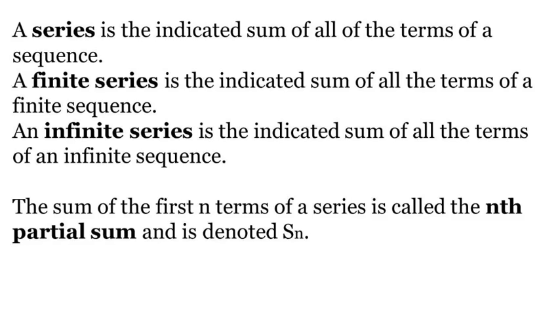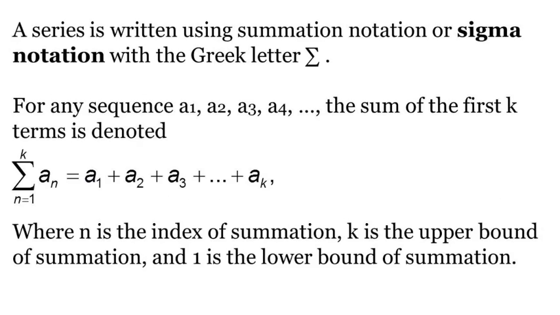A series is the indicated sum of all the terms of a sequence. A finite series is the indicated sum of all the terms of a finite sequence. An infinite series is the indicated sum of all the terms of an infinite sequence. The sum of the first n terms of a series is called the nth partial sum and is denoted as S sub n. A series is written using summation notation, or sigma notation, with the Greek letter sigma.